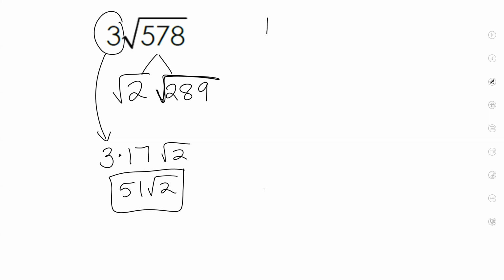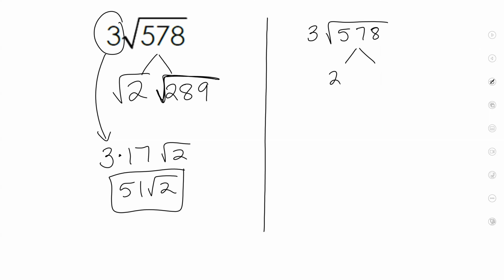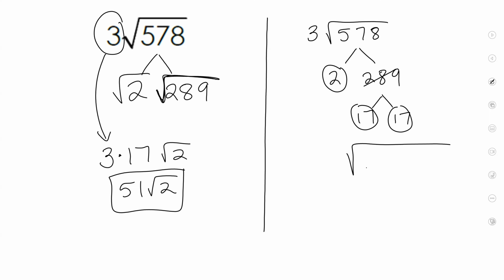Now, maybe when you were in Algebra 1, your teacher taught you this method. I'll do the same problem. We broke this down into 2 times 289, and we broke 289 into 17 times 17. Can we break 17 down anymore? Okay, so what I'm going to do is all my broken down smallest numbers will go underneath the square root symbol. We still have a 3 on the outside.